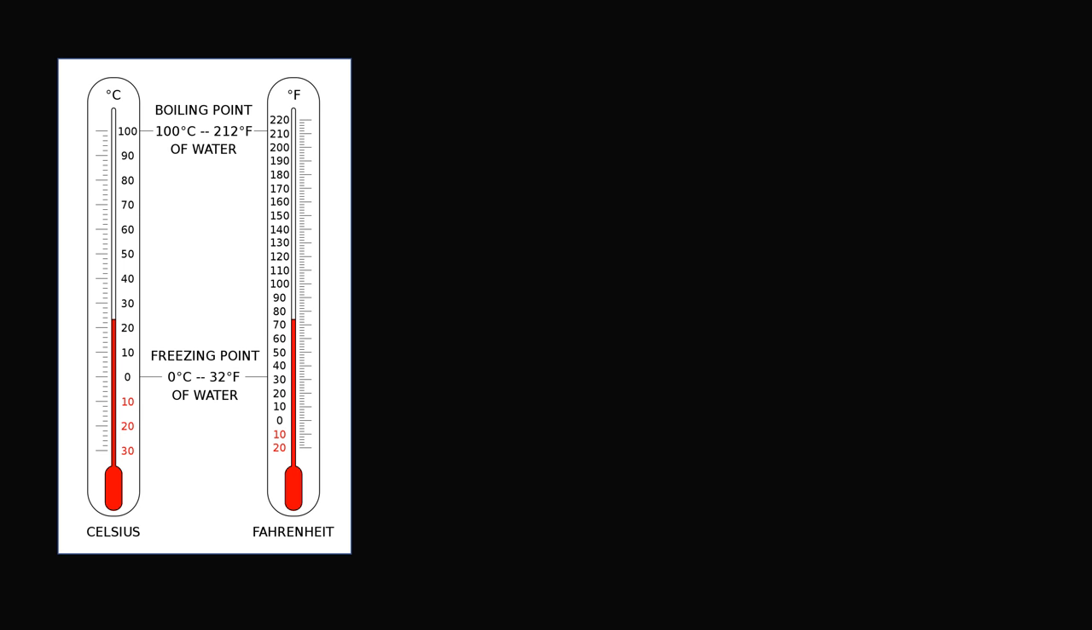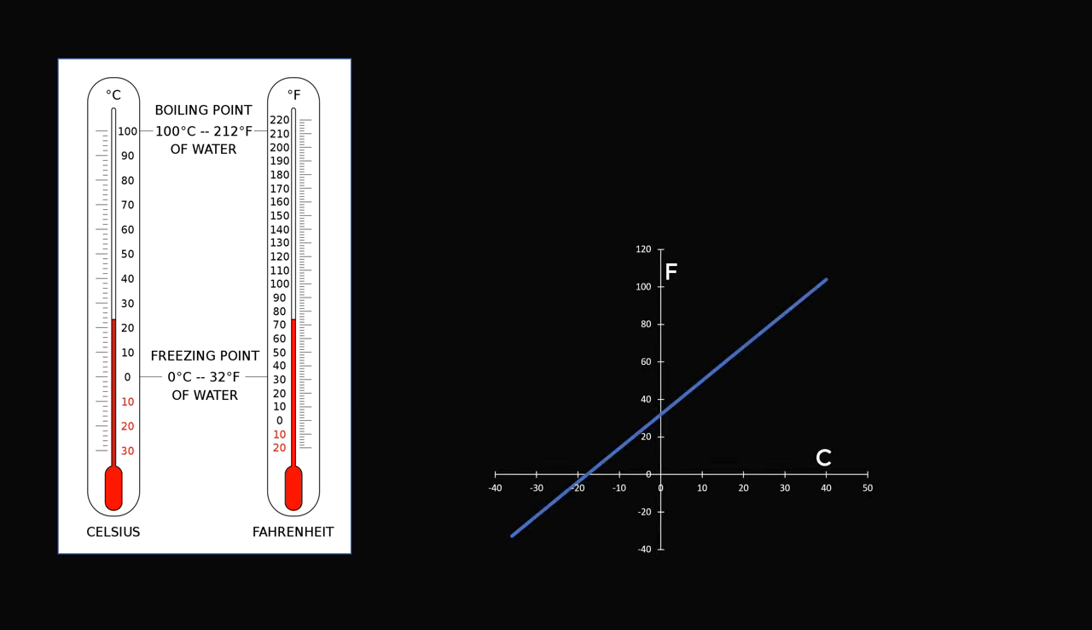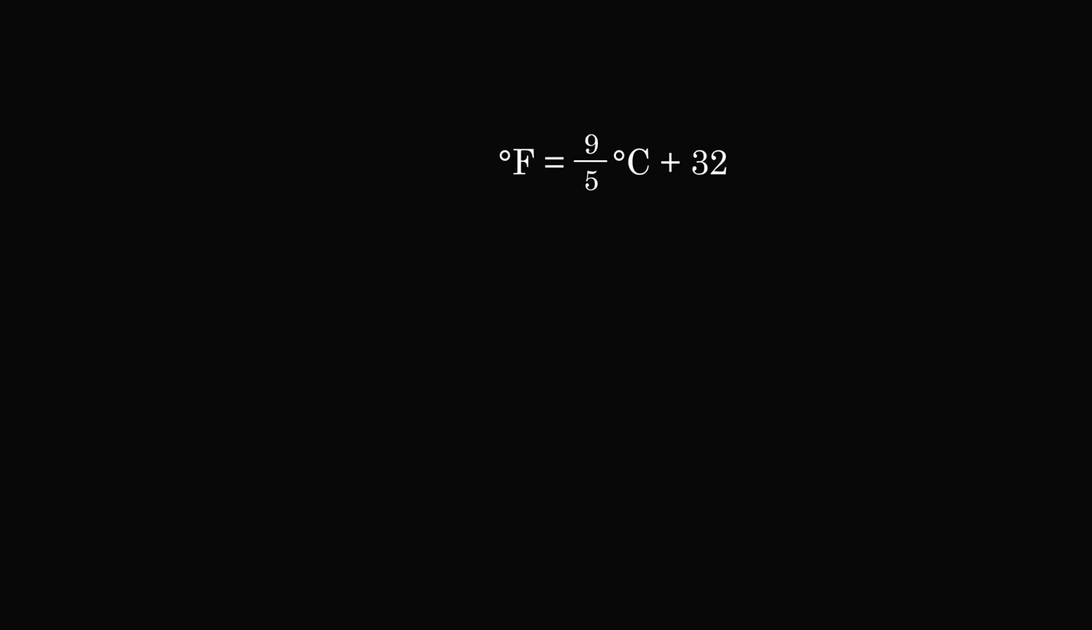Let's take a step back. We have two temperature scales, centigrade and Fahrenheit. They're described by a linear relationship between the two. We could have the equation degrees C is equal to 5 over 9 times (degrees F minus 32), or we could do the reverse, which is degrees F is equal to 9 over 5 degrees C plus 32. Let's use the second equation.